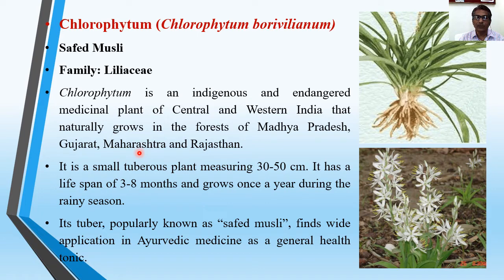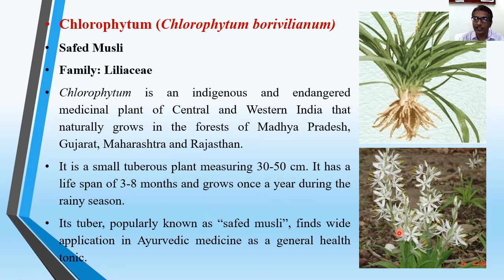It is a small tuberous plant measuring 30 to 50 centimeters. It has a lifespan of 3 to 8 months and grows once a year during the rainy season. Its tuber, popularly known as the Safed Musli, finds wide application in Ayurvedic medicine as a general health tonic. See, this is the plant, having such underground tuberous roots, and the powder of this tuberous root is medicinally important.